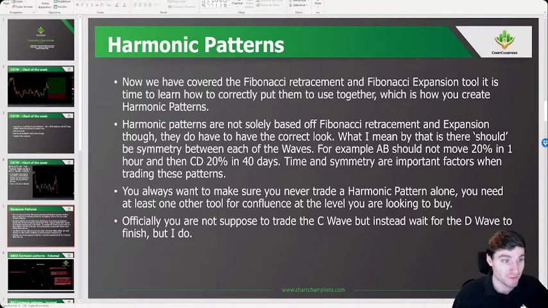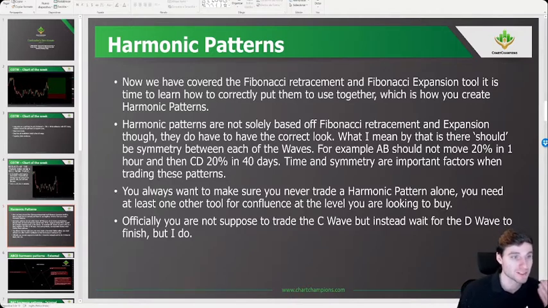So now we have covered the Fibonacci retracement, the Fibonacci expansion tool, and also the Fibonacci extension tool, because you use the extension tool on the cipher pattern. The cipher pattern is a little bit more advanced, the same as the 5-0 pattern. So they're more advanced harmonic patterns, I would say. But for the basic tools, you don't use that. So the basic harmonics are just the Fibonacci retracement and the Fibonacci expansion tool.